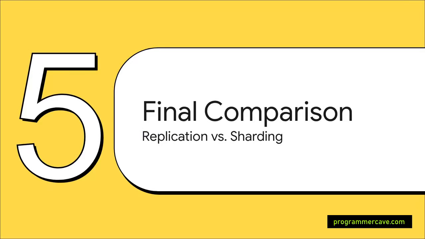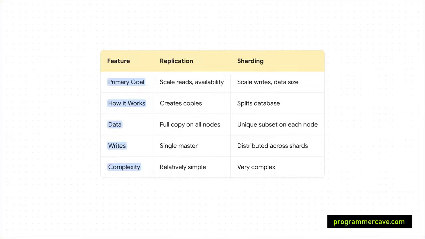Wow. Okay, we have covered a ton of ground. So let's just take a breath, zoom out, and put these two concepts side by side one last time to make sure it's all crystal clear. Let's just run through this. Replication's main goal? Scale reads and keep your app online. Sharding's goal? Scale writes and handle enormous amounts of data.